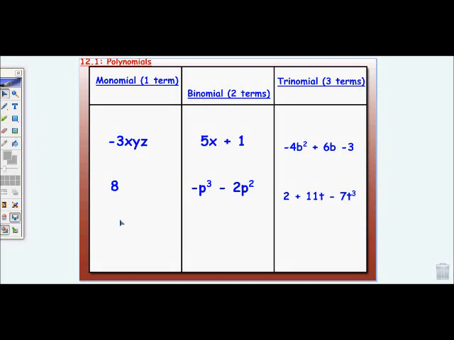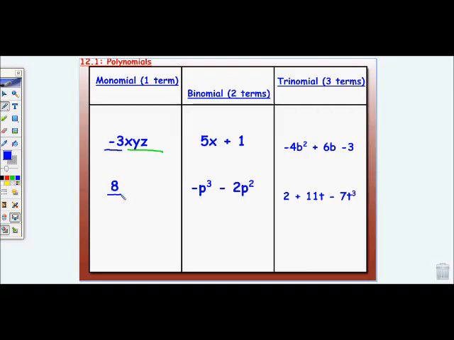12, we're going to start talking about polynomials. We've already talked about monomials, which is in the first column here. And a monomial consists of one term. So we have our coefficient, and then we have our variables. Okay? And also a monomial could just be a number.